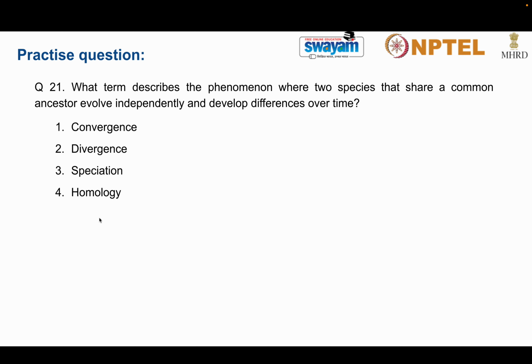Because they are saying that the two species share the common ancestor. They have a common ancestor, but they have now evolved independently and they have differences. What do you think? What is possible? Okay, let's see the correct option. So the correct option is divergence.